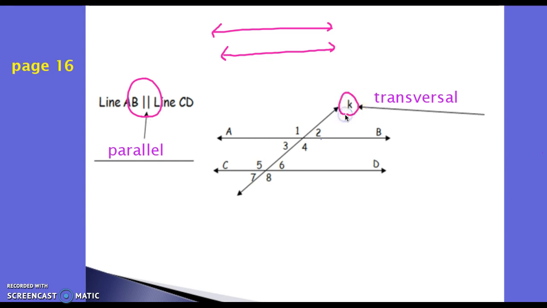A transversal is a line that cuts across the two parallel lines. So this line here, K, which I'm going to outline in pink, is called the transversal because it's cutting across the two parallel lines. The prefix trans means across. Today we're going to look at the different angles that are formed when this happens, and there are special relationships. I have 8 different angles that I have numbered here that are formed when these two parallel lines are crossed by the transversal, and there are some special relationships that happen among them.